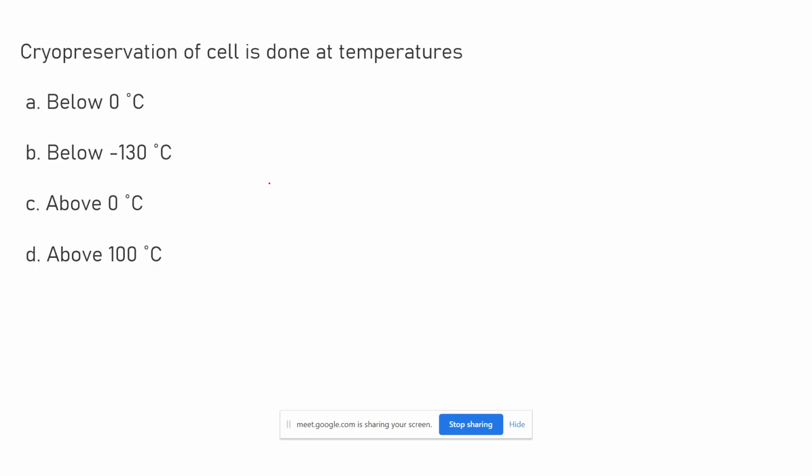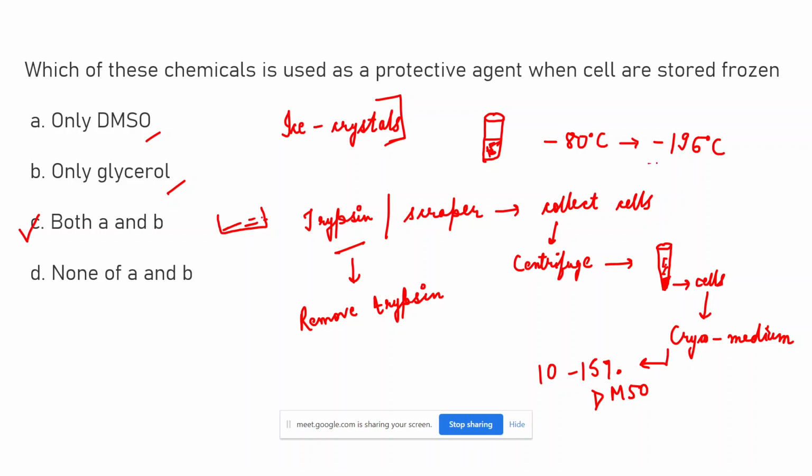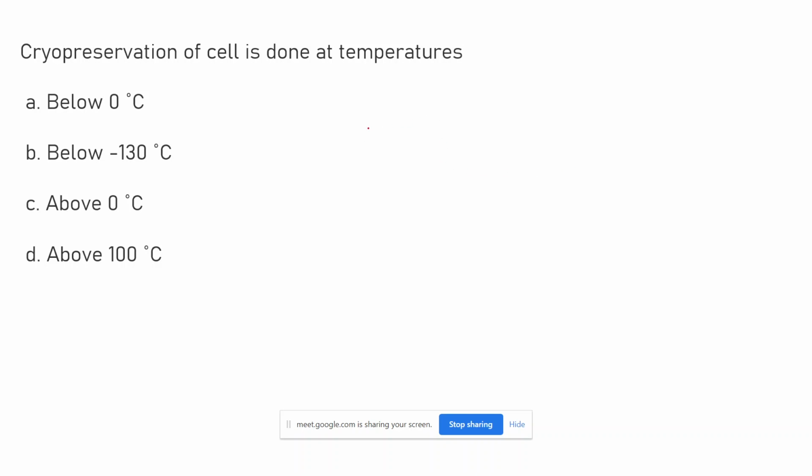The next question is also a follow-up from the previous question. Now, cryoprotection of cells is done at temperatures. First option, below 0 degrees Celsius. Second option, below minus 130 degrees Celsius. Third option, above 0 degrees Celsius. Fourth option, above 100 degrees Celsius. So, as I mentioned in the previous slide, the final storage of cells is done in liquid nitrogen, and the temperature of liquid nitrogen is minus 196 degrees Celsius. So here the answer will be B, that is below minus 130 degrees Celsius.